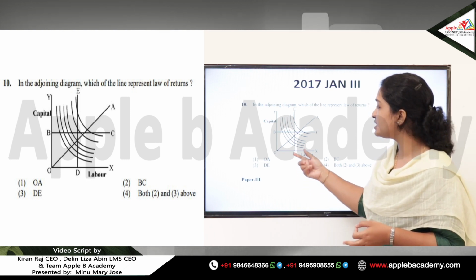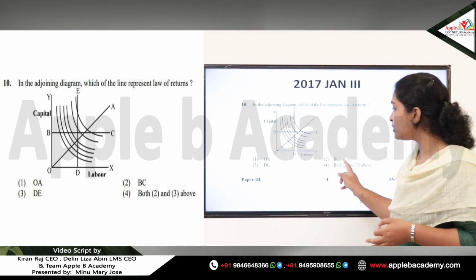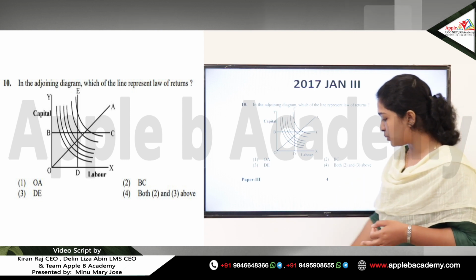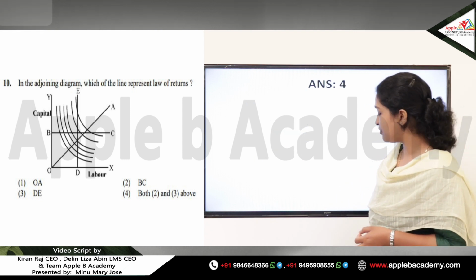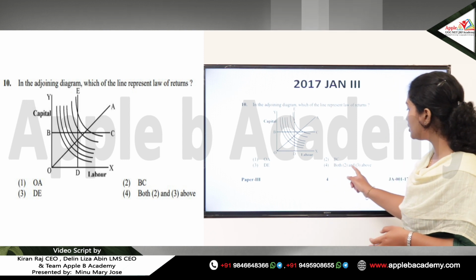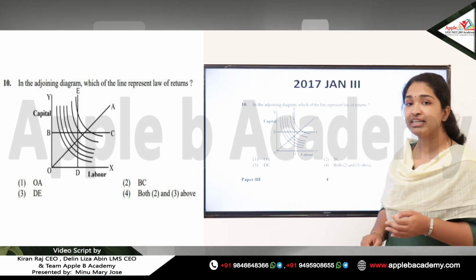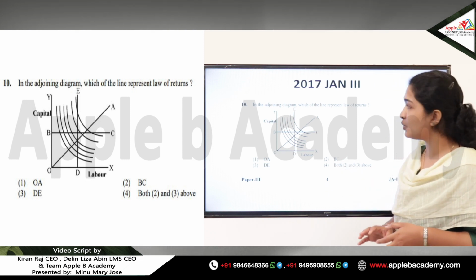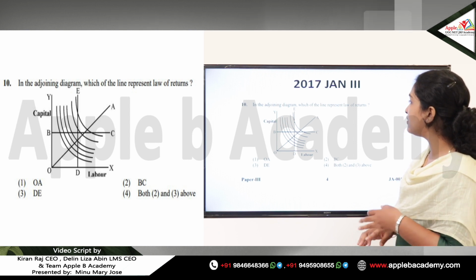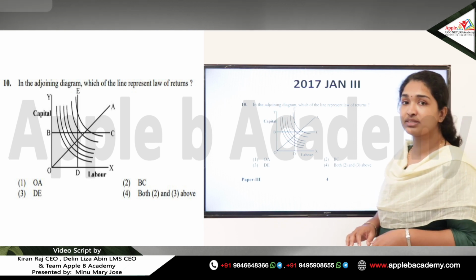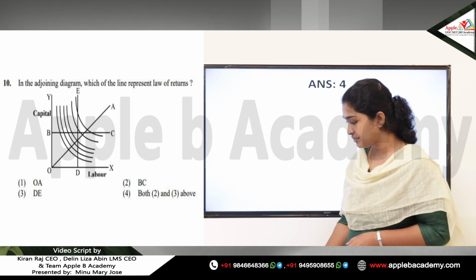The answer for this question is BC and DE, both 2 and 3. The answer is option 4. That is, option 4 means both 2 and 3, that is BC and DE are answers to this question. Those are the lines which represent the law of returns.